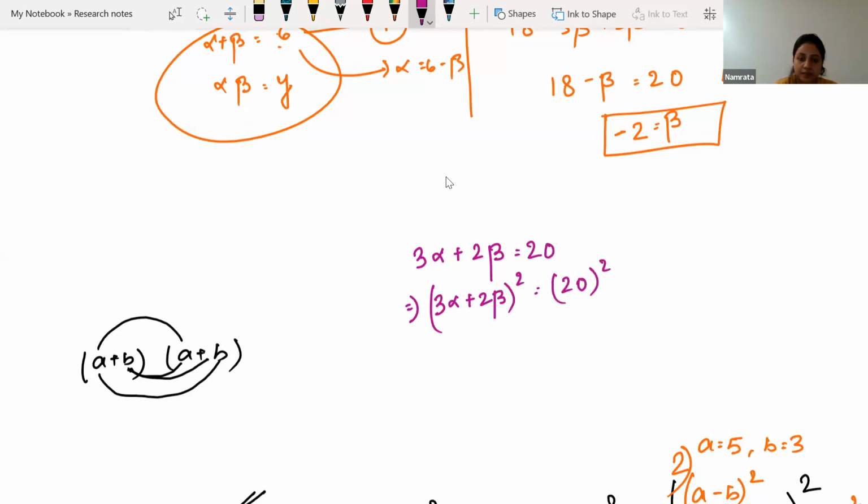Now it will be (a plus b) whole square, that will be 3 alpha square plus 2 beta square plus 2 into 3 alpha into 2 beta. Okay, 2ab on this side, right? Yes, ma'am.